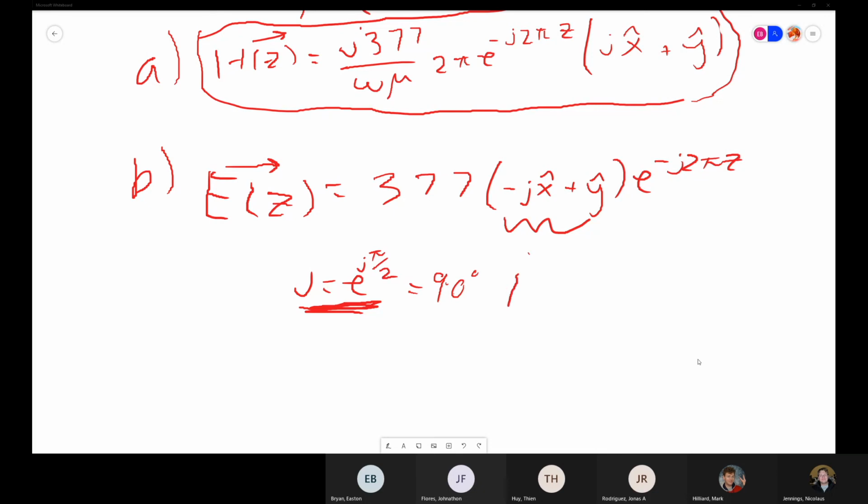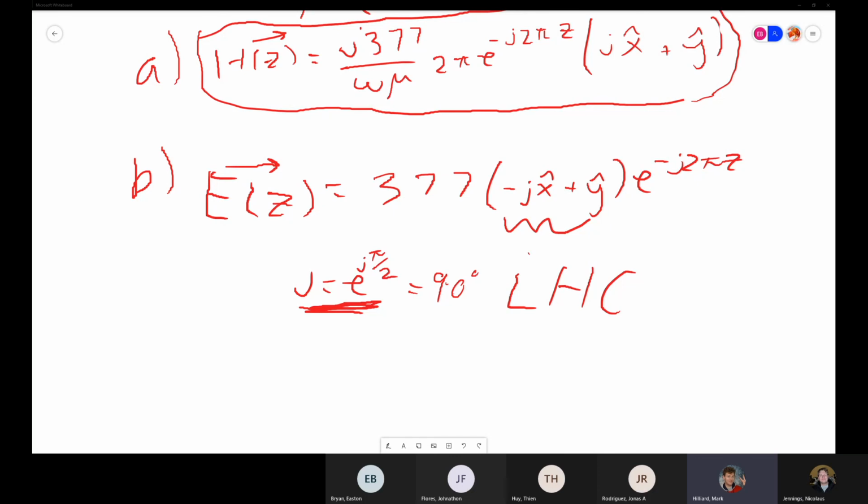So this is LHC polarization. And just to satisfy Dr. Tawacha, write out an assumption, like y leads x by 90 degrees or something like that. And that's really all you have to do for part B. That's all it's asking.